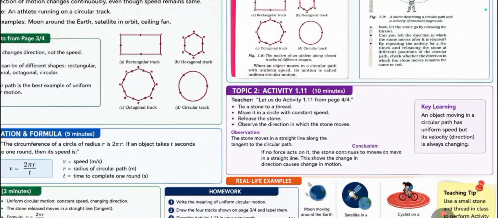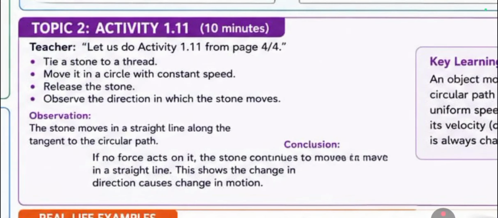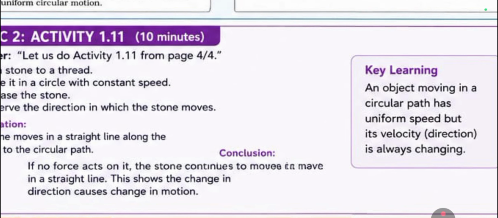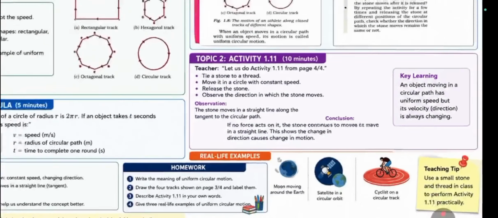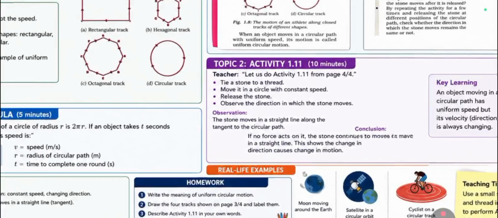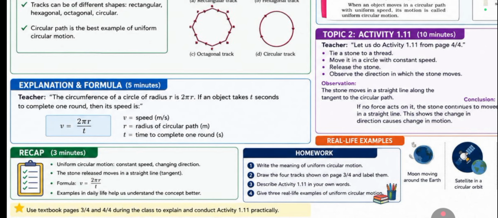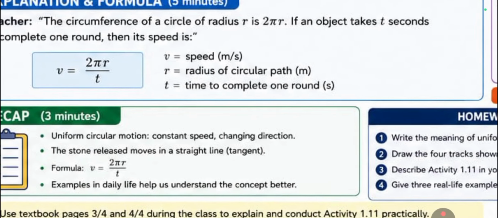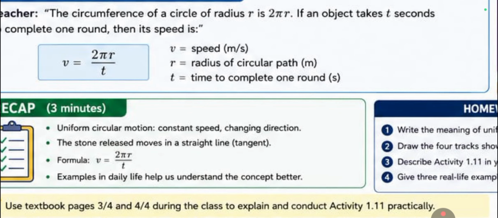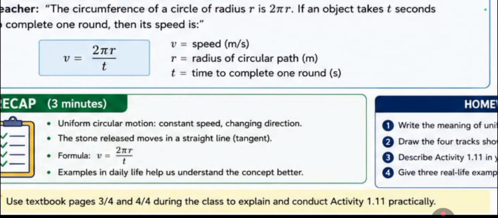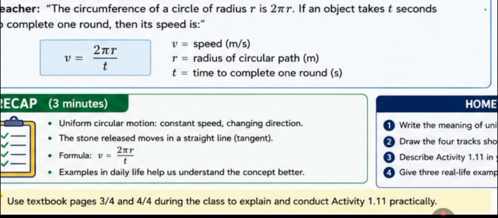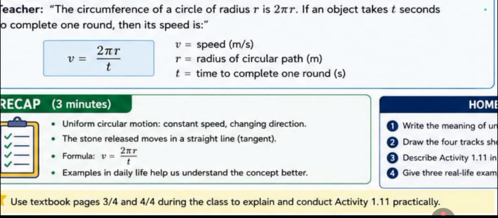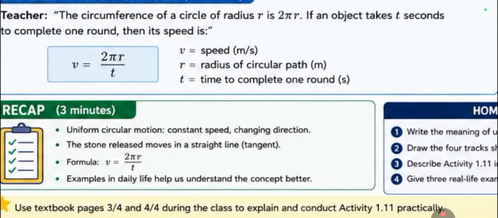Here we have to learn that an object moving in a circular path has uniform speed, but its velocity is always changing, that means direction. Here is what we learn in this topic. Uniform circular motion is constant speed, changing direction. The stone released moves in a straight line, that is tangent. The formula for uniform circular motion is v is equal to 2 pi r by t. Examples in daily life help us understand the concept better.